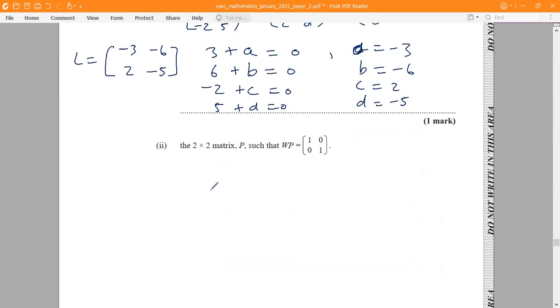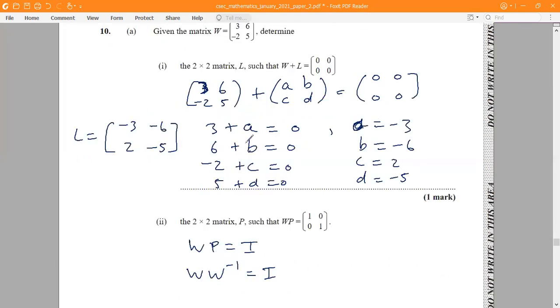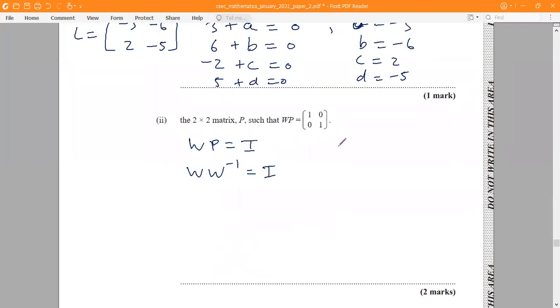There's a 2 by 2 matrix P such that WP is equal to the identity matrix. So therefore, W times W inverse is equal to the identity matrix. Okay, so we know matrix W is 3, 6, negative 2, 5. So we want to find the inverse of W. So W inverse is equal to 1 over determinant by the adjoint.